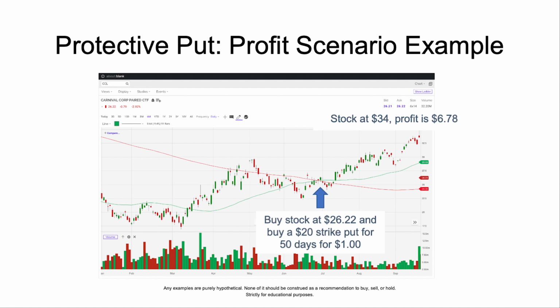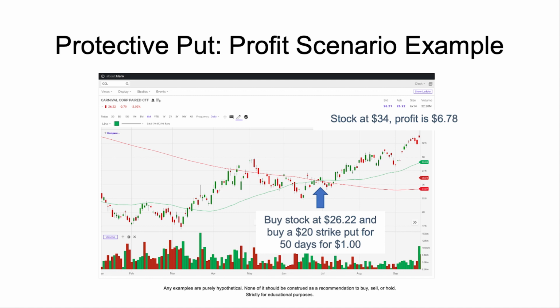So let's assume that we didn't own the stock and we just went ahead and purchased it at the point of the crossover. We would buy the stock at $26.22 and then protect ourselves against the stock falling by buying a put option with a $20 strike put. And we're going to use that protection for 50 days, and that'll cost us $1 per share.